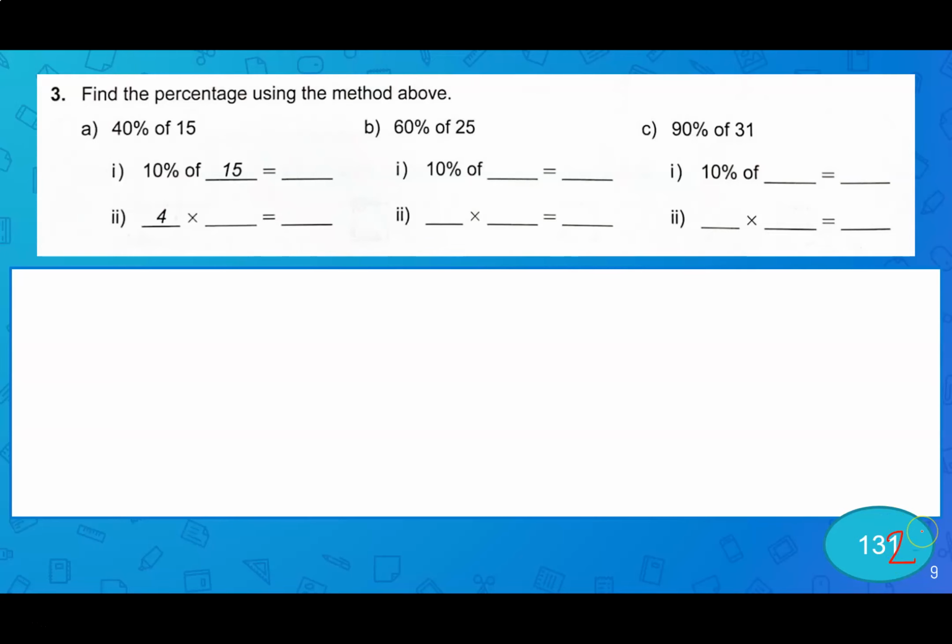Question 3 says, find the percentage using the method above. So I do encourage you to read through that gray box to see an example, but we will do one together. So part A says, find 40% of 15. Now again, that is pretty tricky for most people to do, so we need to break it down into steps. It is much easier to find 10% of this number. Once we find 10%, we can simply multiply by 4 to find out what 40% would be.